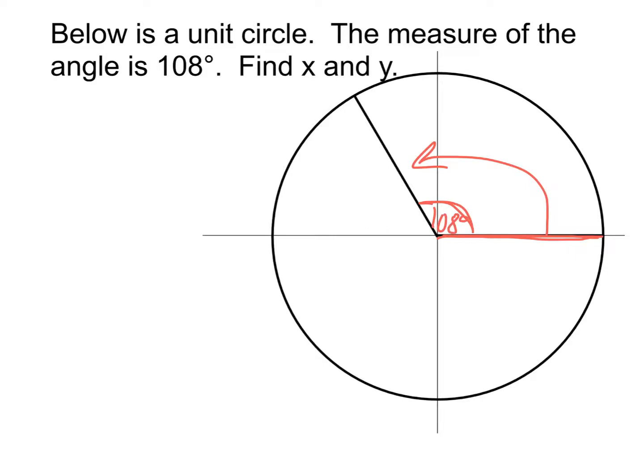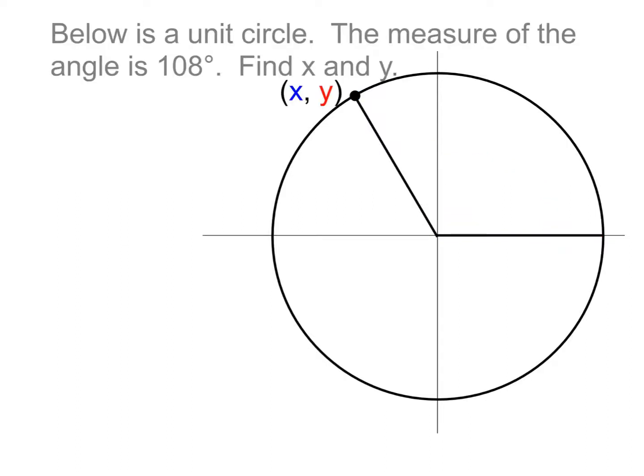And then when it says to find X and Y, what we're saying then is we're finding the X and Y coordinates of that point. The point where that angle, the radius of that angle, hits the circle. So this is really what it's saying. Find that X and that Y.